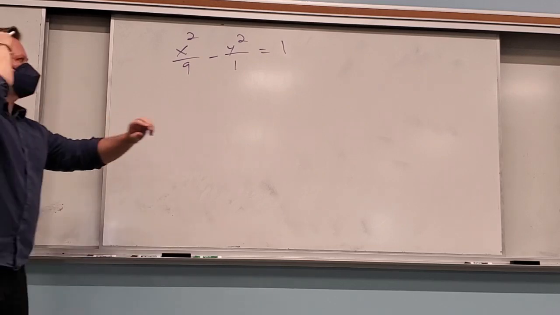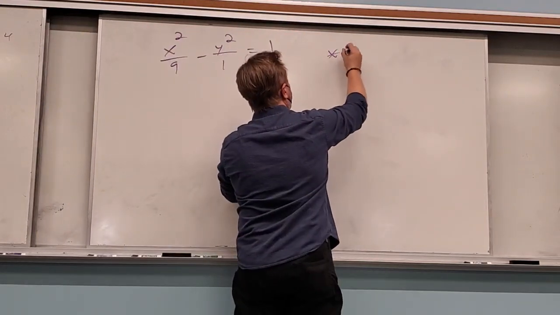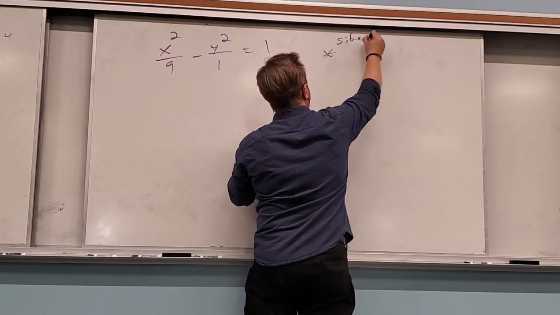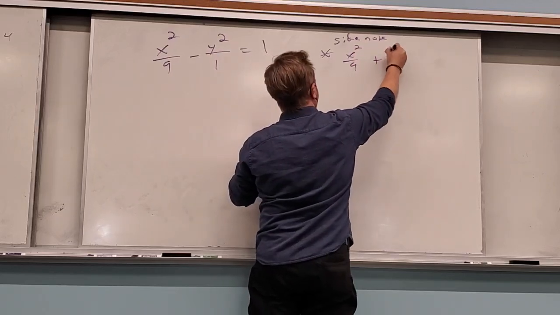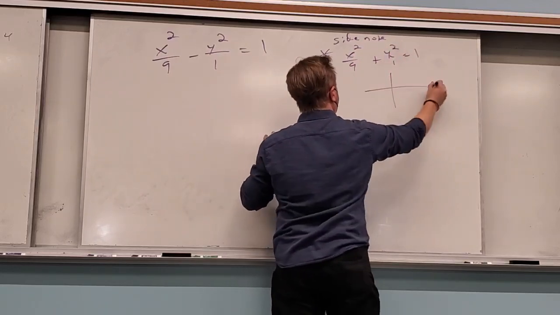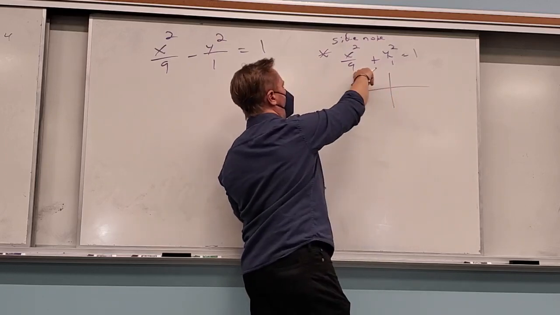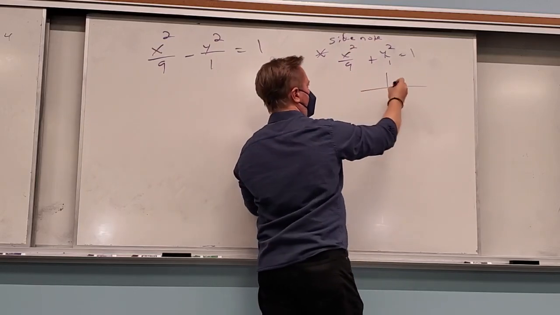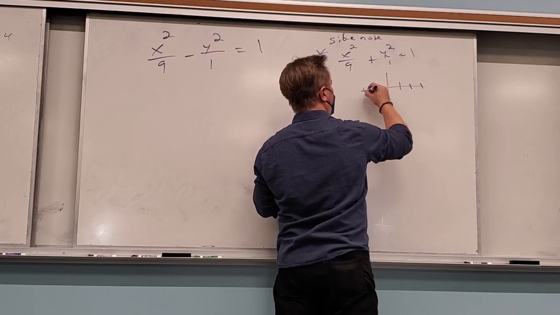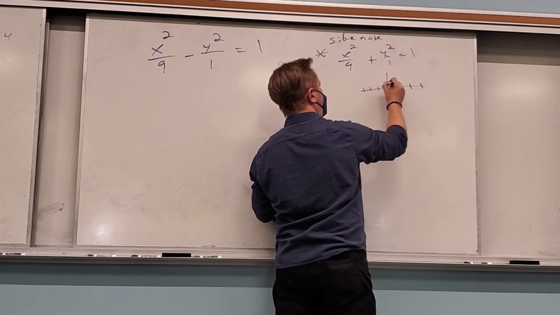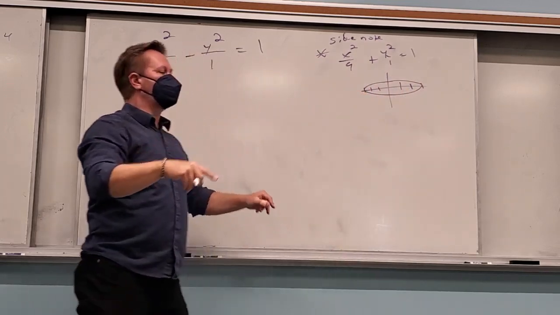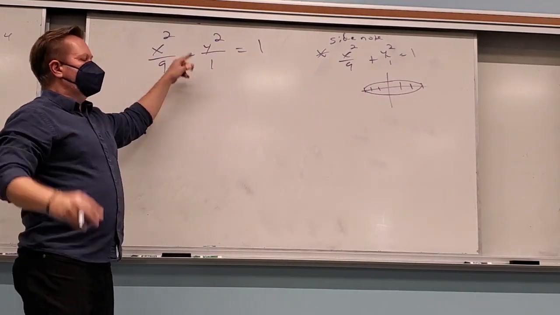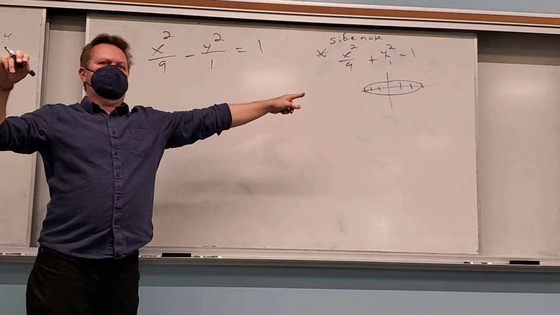Real quick, let me see if I can do this. On the side note, if it was a plus, then it would be an ellipse. How far would it go in the x direction? Three. In the y direction? One. So it would look like this, correct? So somehow this is the opposite of that.